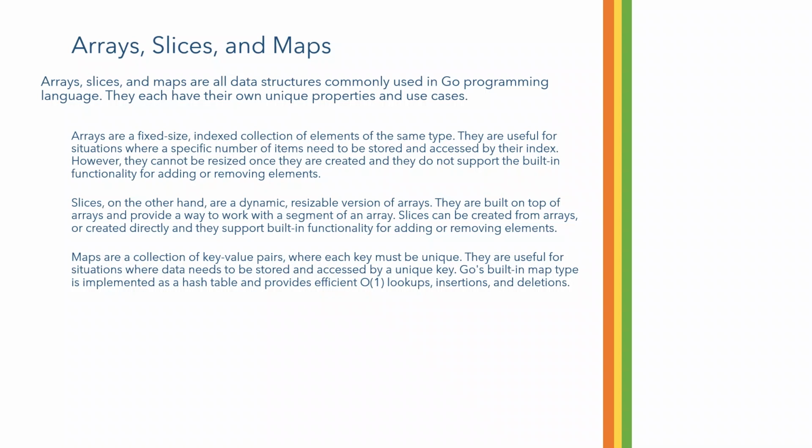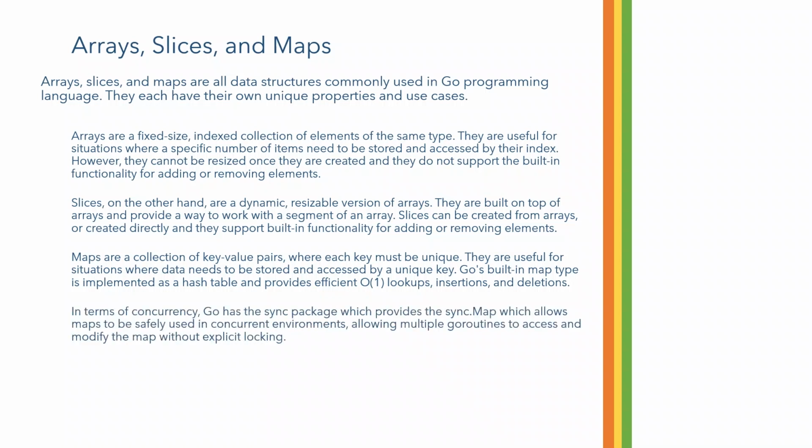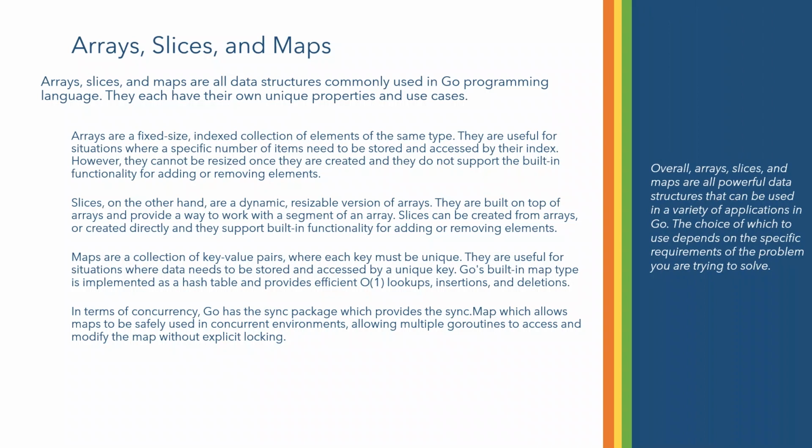Of course, the built-in map type is implemented as a hash table and provides efficient, constant-time complexity for lookups, insertions, and deletions. In terms of concurrency, Go has the sync package, which provides sync.Map, which allows maps to be safely used in a concurrent environment, allowing multiple goroutines to access and modify the map without explicit locking.